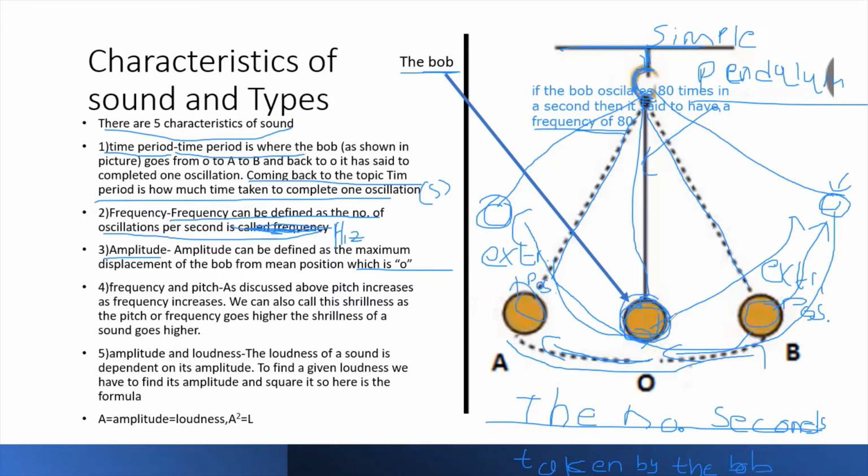The distance between the mean position and the extreme positions is called amplitude. And to your surprise, it's measured in meters.